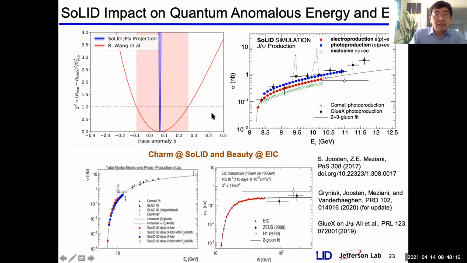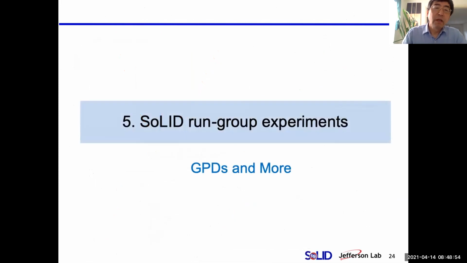Currently we use the GlueX data. These limits come from these red lines, but will shrink down to very, very precise with these blue ones. And these are the data we can take with different triggers, electroproduction and photoproduction. Not only do we get the proton mass, but we will also learn more about the anti-quark. LHCb found this. Okay, this will be complementary to what EIC can do with the beauty.